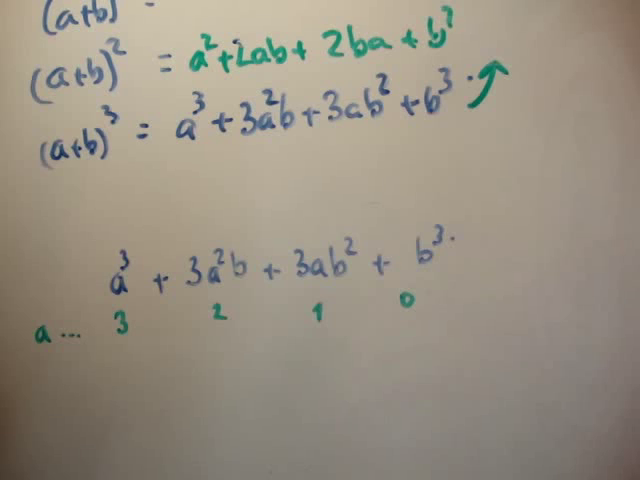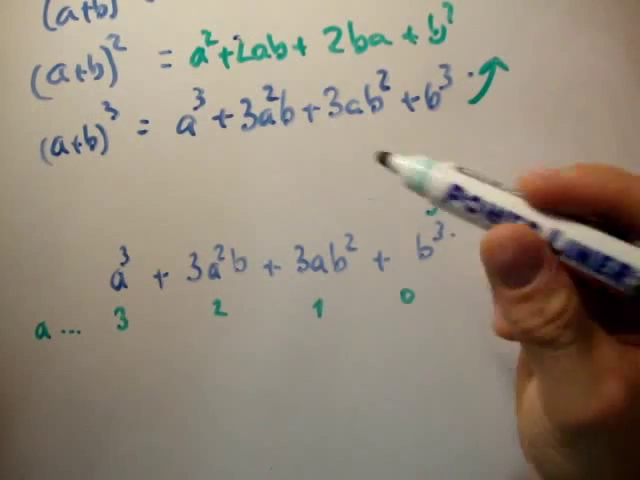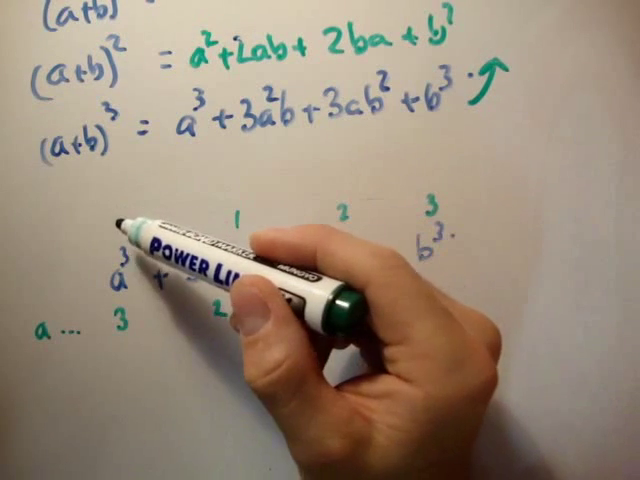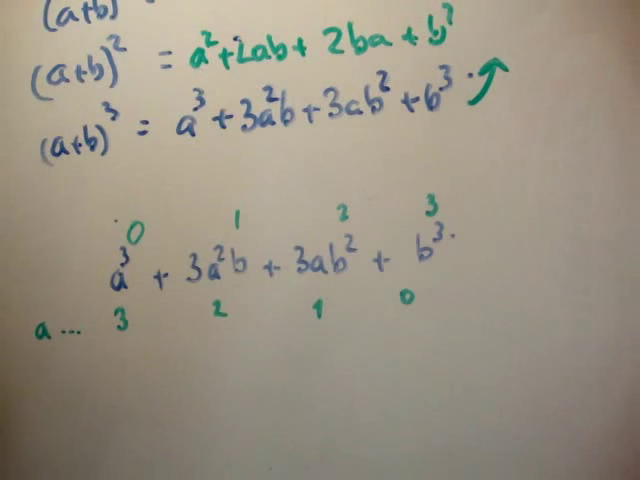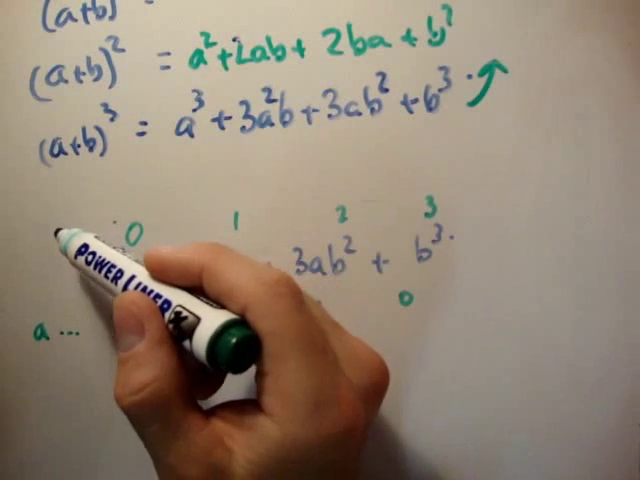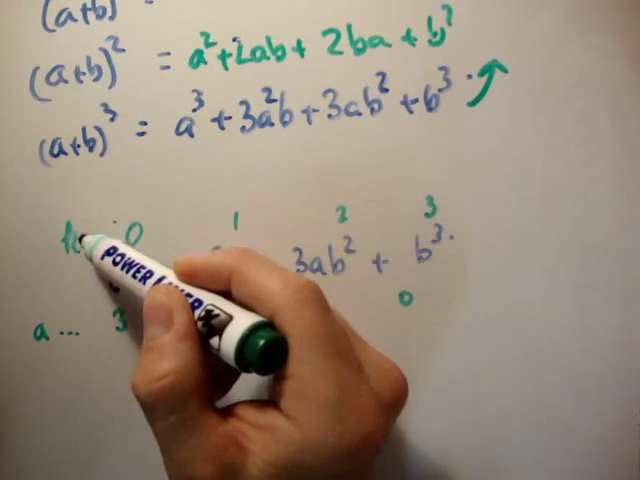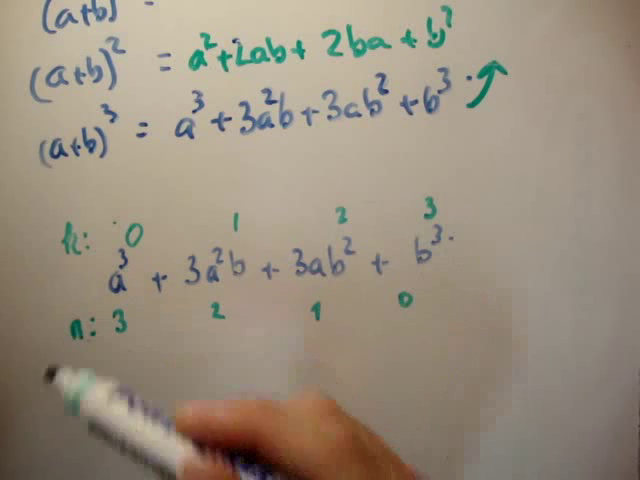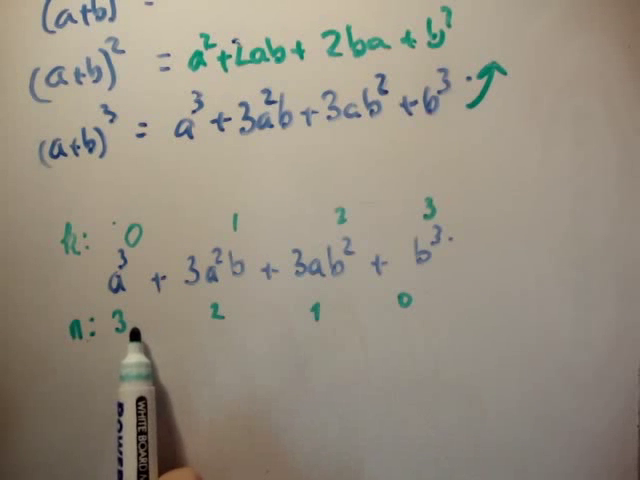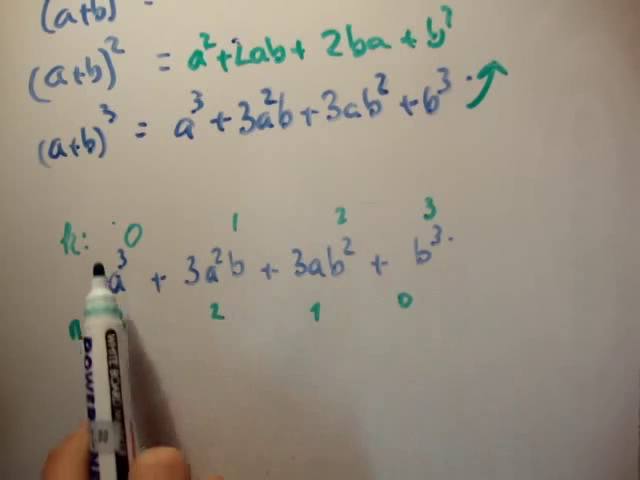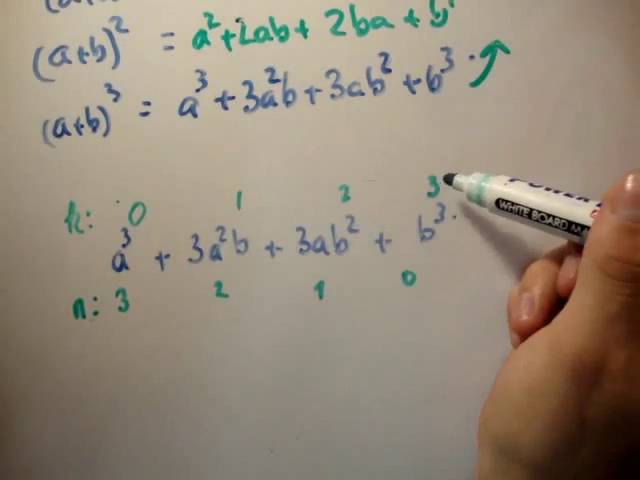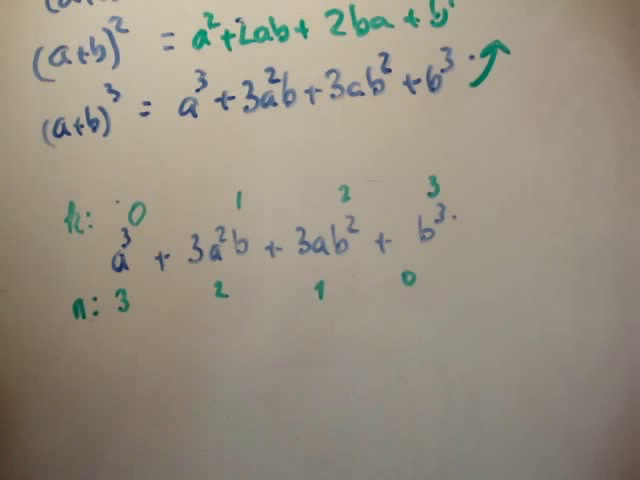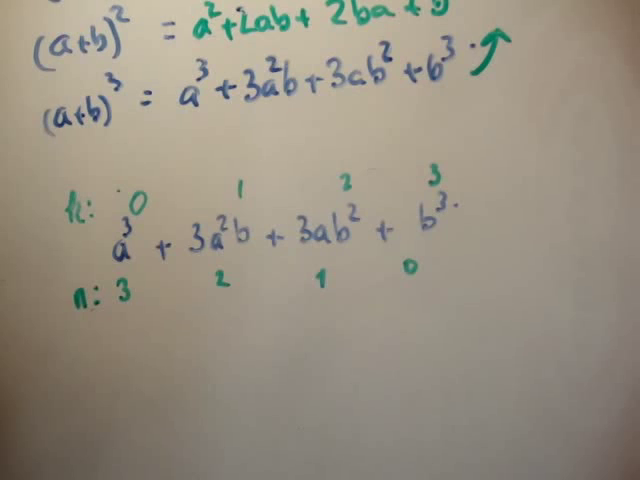Now, what about B? Let's write B on top. We have B to the third power, to the second power, to the first power, and then, of course, to the zeroth power. So let's call all the indices for B K, and all the indices for A, we'll call them N. So if N goes from 3 to 0, K goes from 0 to 3. Or if K goes from 3 to 0, N goes from 0 to 3. Alright, so we can see that there's definitely some sort of relationship between N and K. They seem to be swapping in value.